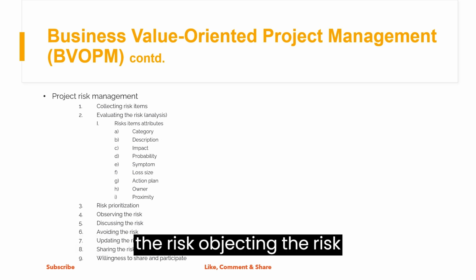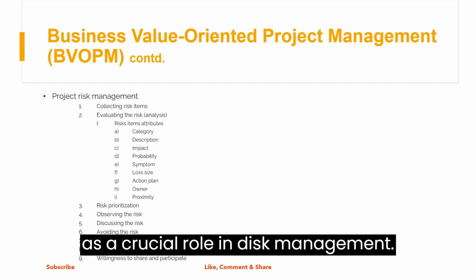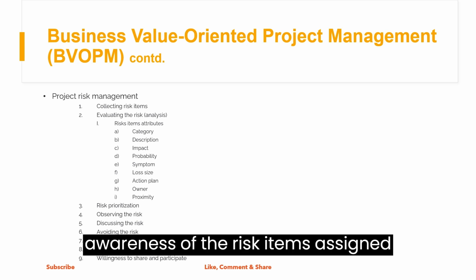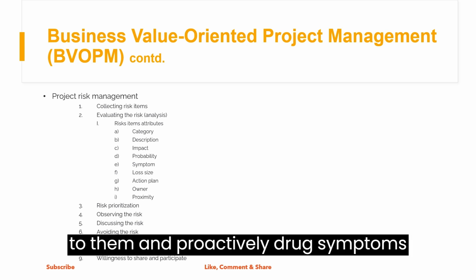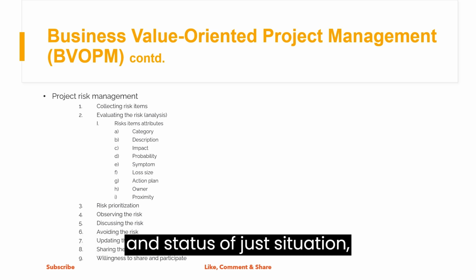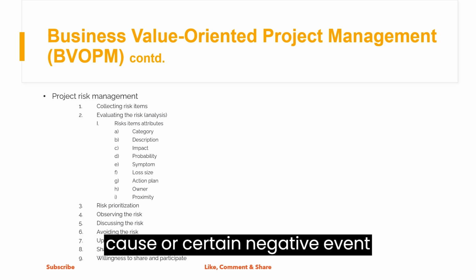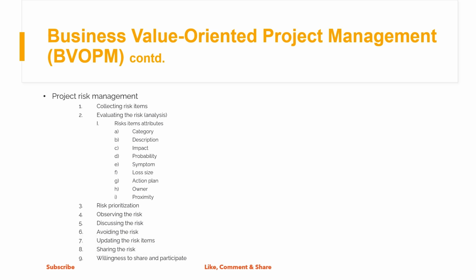Observing the risk. Observing the risk has a crucial role in risk management. All risk owners need constant awareness of the risk items assigned to them and proactively track symptoms and statuses, observe situations, behaviors, and occurrences that may cause a certain negative event to materialize.